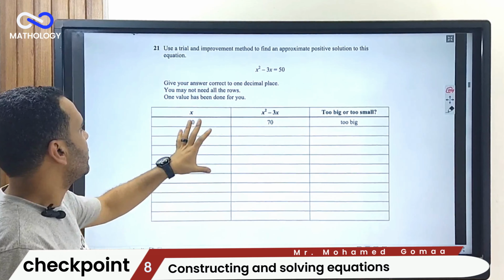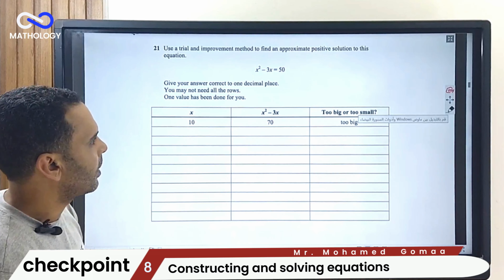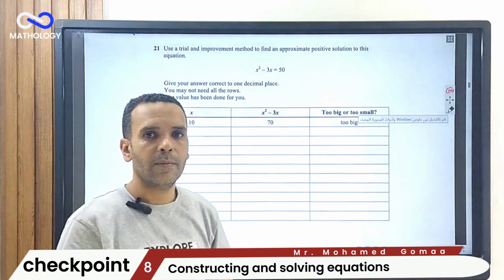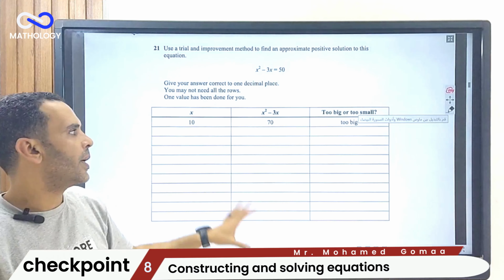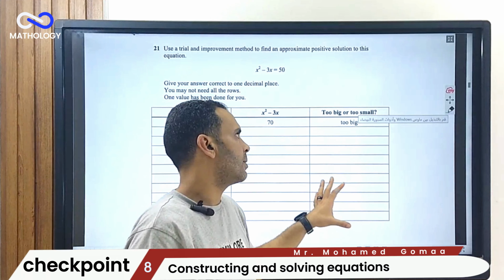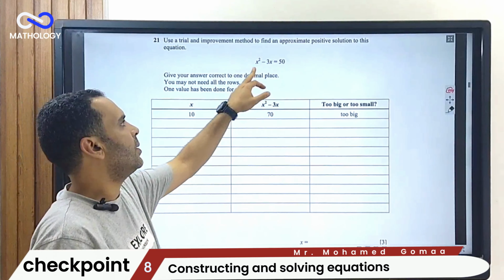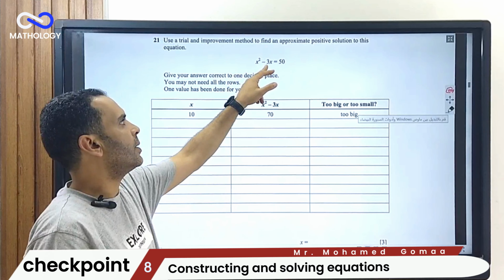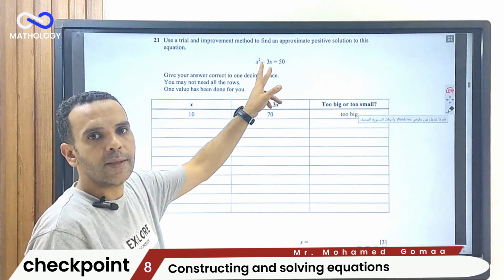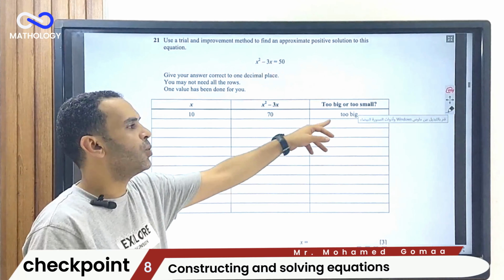This kind of equation, a quadratic equation because we have x power 2, we can solve by a method called trial and error. Trial and error. 10 power 2 equals 100. 100 minus 3 multiplied by 10, 30. It will be 70, too big.